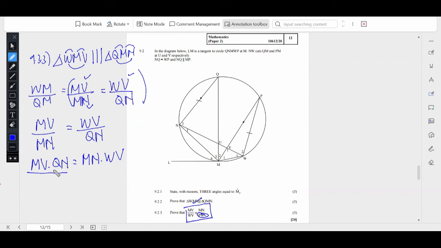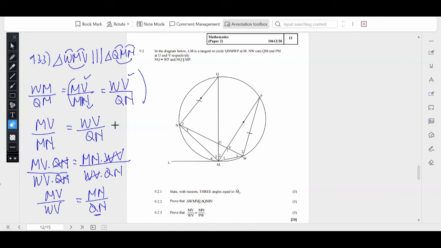Then we can say, to get rid of this, let's divide both sides by WV times QN. Then also here, WV times QN. Now, obviously, the QN and the QN will cancel here. The WV and the WV will cancel. So I'm left with MV over WV, which is now in this format. So happy. Then we have MN over QN. Now, our problem is this QN here, because we don't have it. We actually have PW.